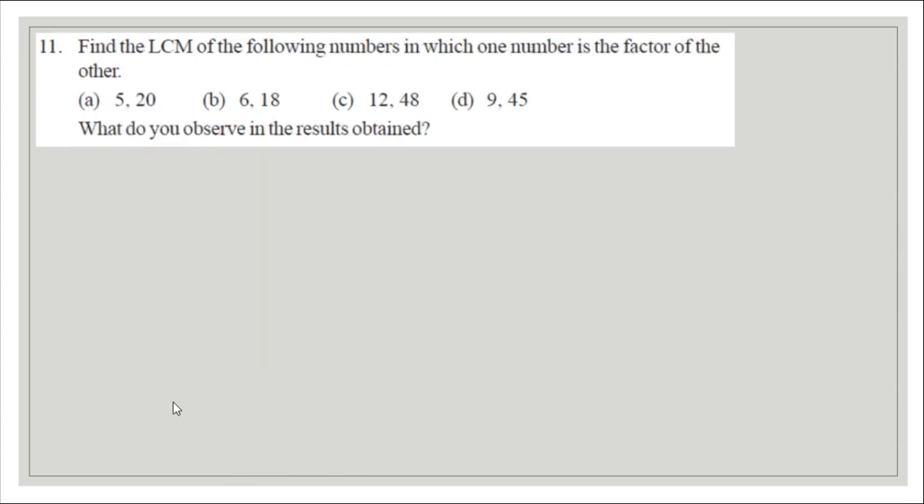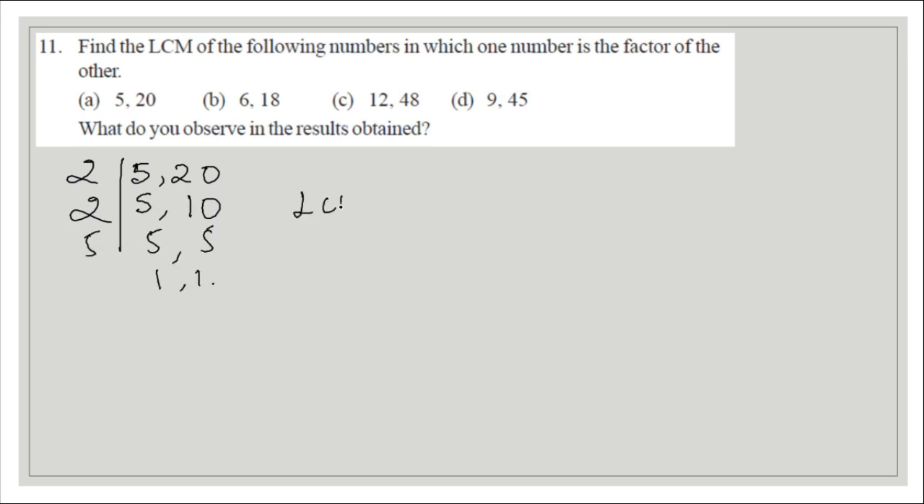This is the last question of the exercise and the last question of this chapter. Find the least common multiple in which one of the numbers is a factor of the other: 5 and 20. For 5 and 20, if you find the LCM, it has to be divided by 2. So 2 five times, 5 one time. So the LCM is 2 square into 5, nothing but 20.